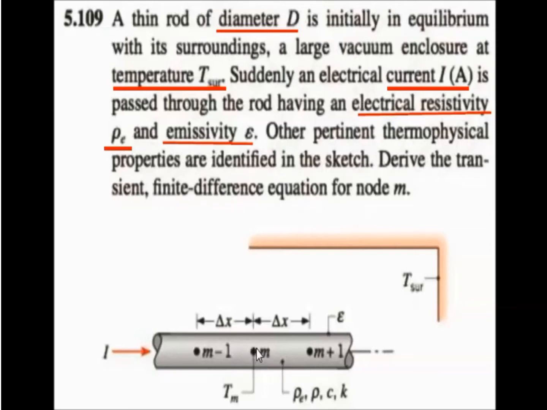So here's node M. Here's our schematic down below, so we can see what we have here. Here's our current coming through our rod with diameter D, and over here we have the surrounding temperature T surround there. We can see also we have our geometry here. We have a delta X between node M and M minus 1, and between M and M plus 1, that same delta X there. There's our epsilon value there. There's our T sub M, and here's our other properties as well for this rod.